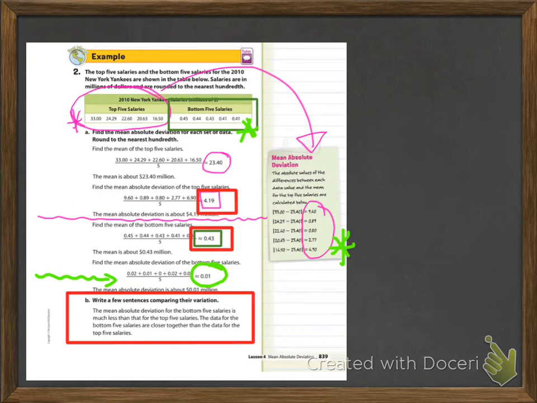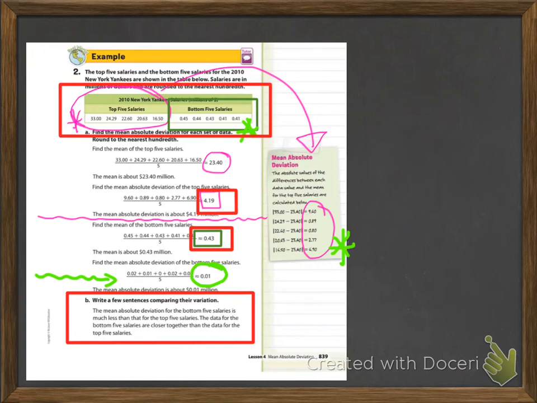So now we're looking at these two things right here. If you look at your bottom 5 salaries, look at the way the numbers are written: 4,500s, 4,400s, 4,300s, 4,100s, 4,100s. Notice they're all really close together. Now look at the top 5 salaries. You've got 33, and then look at the smallest number, 16.50. So you can see that the range is wider. That's really what we're talking about: the range is a lot broader, a lot wider, for the top 5 salaries than it is for the bottom 5 salaries.